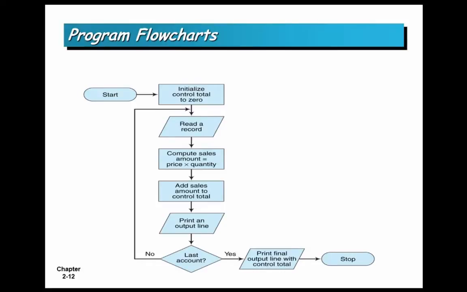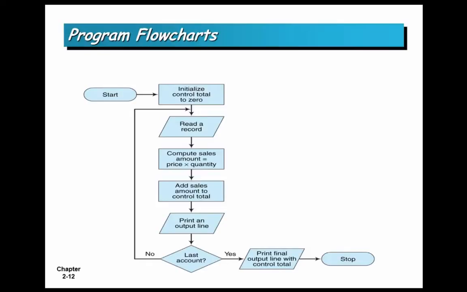The third type of documentation is called a program flowchart. Now we're getting into detailed documentation that a programmer might use, telling the programmer exactly what he or she needs to do to write their program. And this program flowchart, again using symbols, has starts and ends, decisions, automated processes, etc.